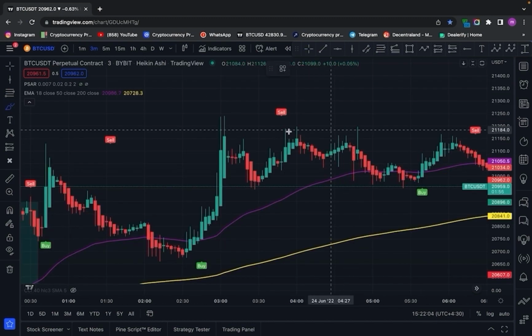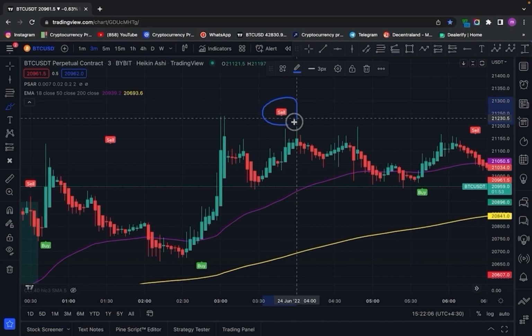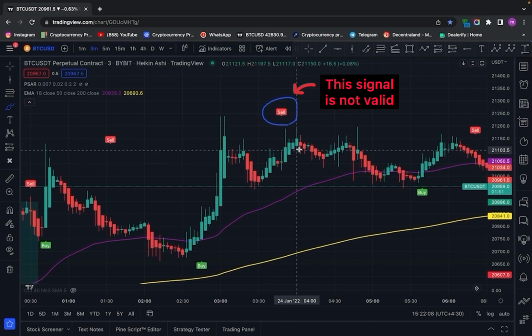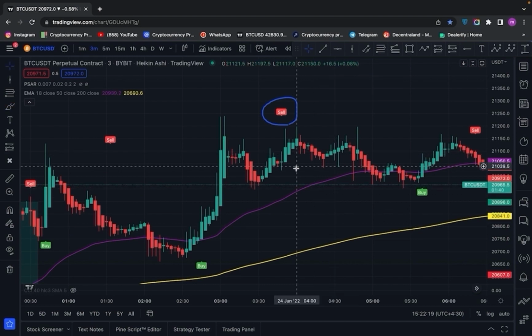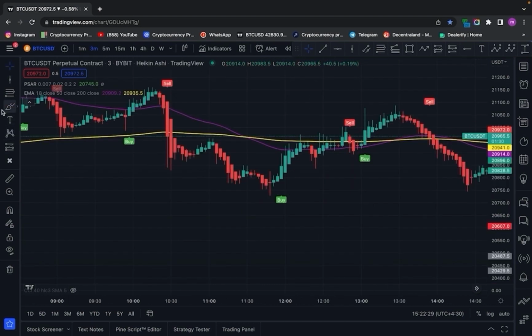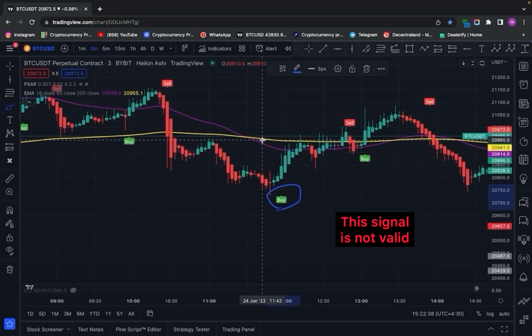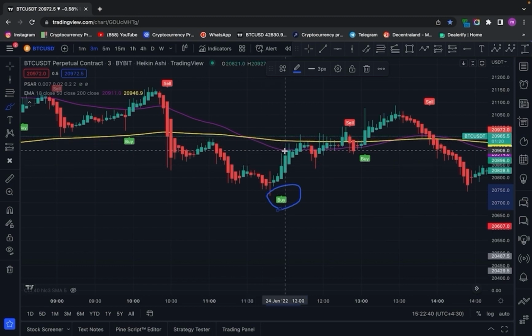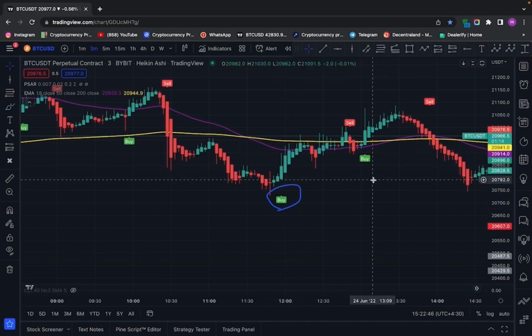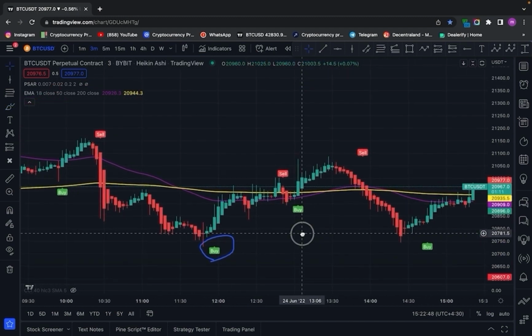But for example here, our parabolic indicator gives us a sell signal, but our candles are above these 2 indicators, so we should not enter any position. Or for example in this part, our parabolic indicator gives us a buy signal, but because our candles are below these 2 EMA indicators, we shouldn't get into any trade. We get into position only if these 2 conditions confirm.